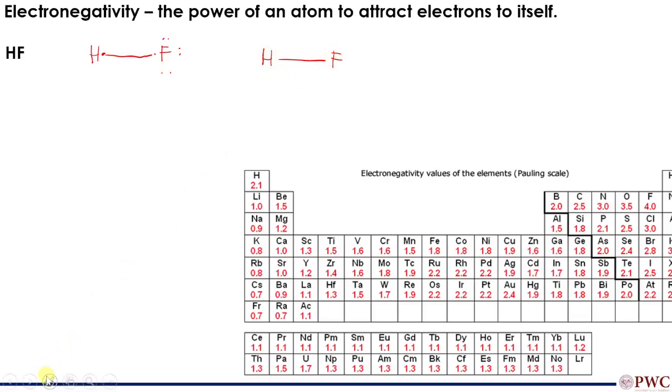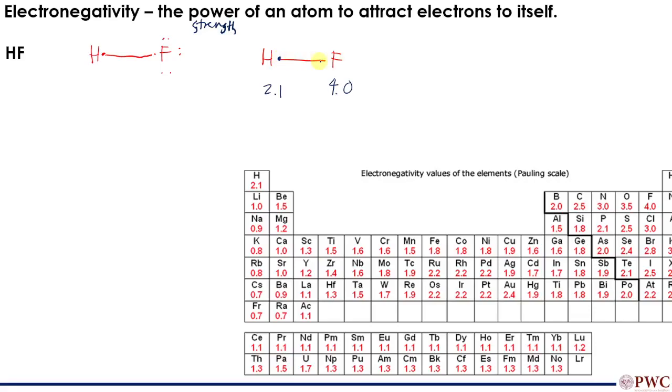Now let's consider their electronegativity. The electronegativity for hydrogen is 2.1. The electronegativity for F is 4.0. So here they have different electronegativity. Again, electronegativity is the power or the strength of an atom to attract electrons to itself.